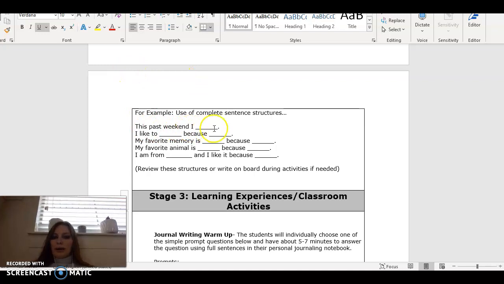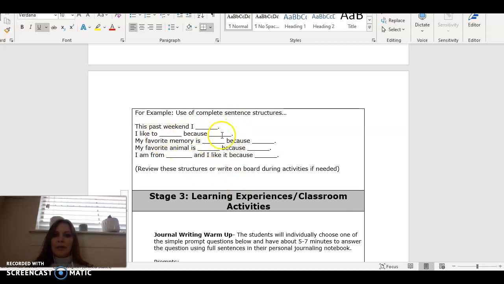And so: this past weekend, I blank. I like to blank because blank. It pushes the student to use this format, and I feel like it makes more sense and makes it more simple. But then they have their free range to figure out which vocabulary words they do know and how they can use that to explain their opinion or what they like or things like that.